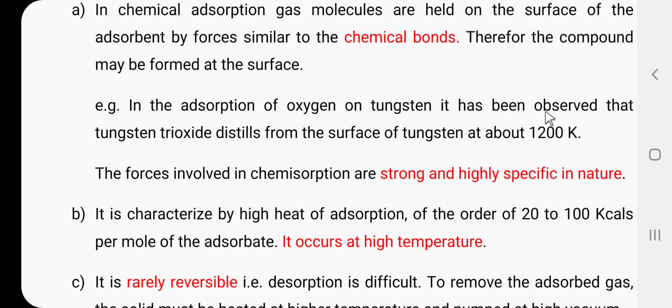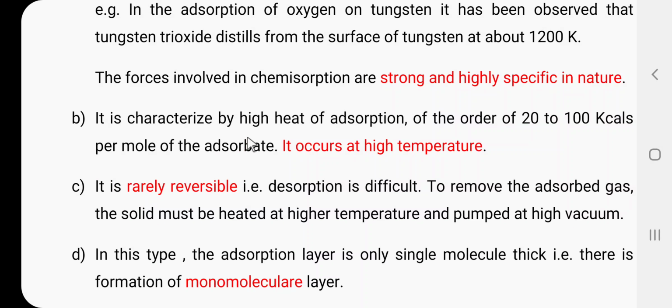It has been observed that there is a reaction between the oxygen and the tungsten, and there is a formation of tungsten trioxide on the surface of the adsorbent at about 1200 Kelvin. The forces involved in chemical adsorption are strong and highly specific in nature. The second one is that it is characterized by a high heat of adsorption, about 20 to 100 kilocalories per mole of the adsorbate. That means it occurs at high temperature.